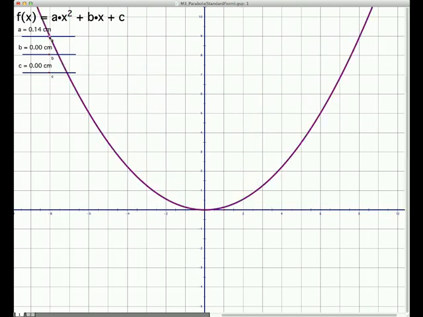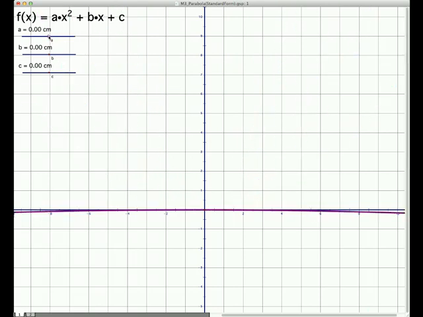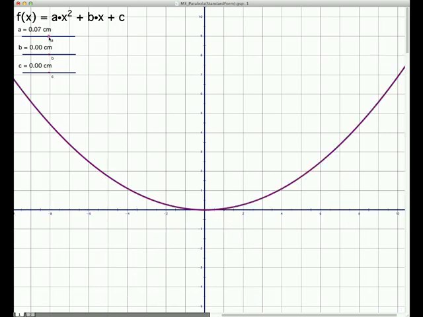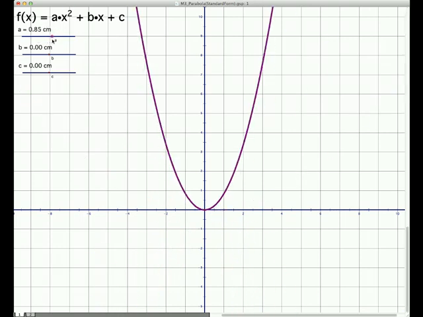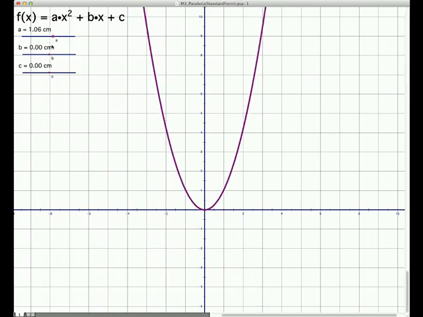And then, if A is 0, the whole quadratic term would be 0, and I'd be left with bx plus c, which would be the equation of a line. It's not exactly calculating that correctly, it must be rounding this. And then when A is negative, it opened upside down and had similar features of stretches and smooshes. So that was kind of what A affected on the parabola.